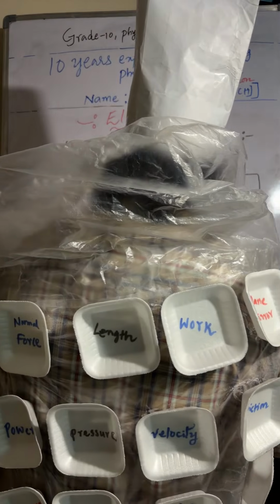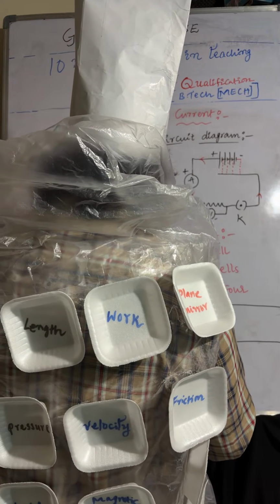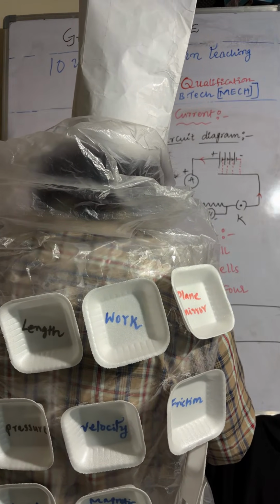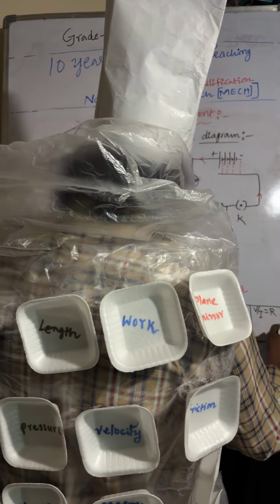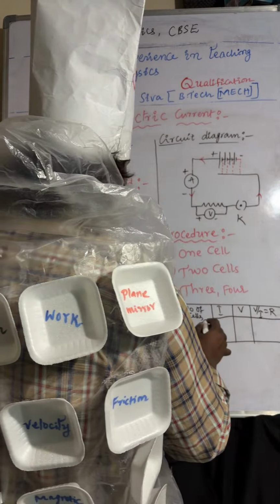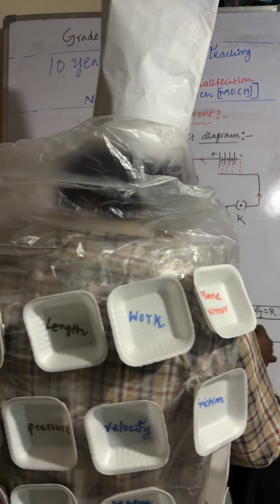So I am giving the table. This is the tabular column. In this tabular column you have to mention the serial number, number of cells, and ammeter reading, voltmeter reading, V by I form, that is nothing but R. Understood or not?